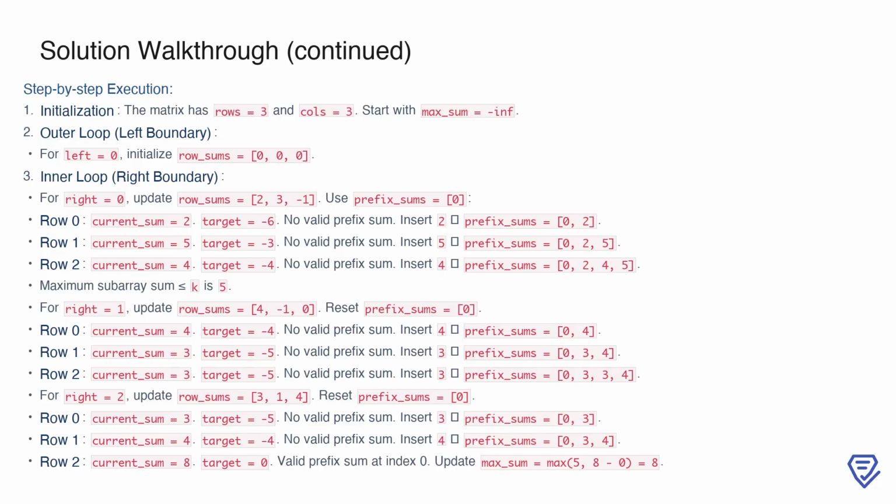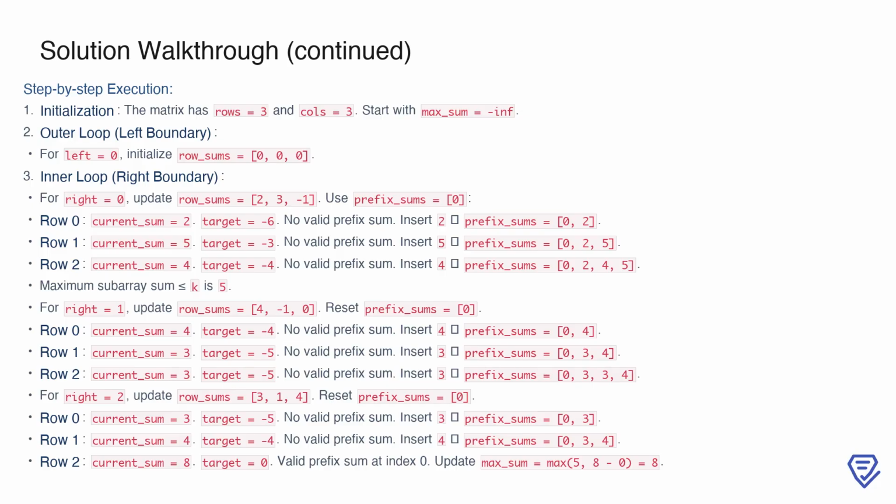Now, we move to a larger matrix where rows equals 3 and cols equals 3, and the goal remains to find the maximum rectangle sum no greater than k equals 8. We start by initializing max_sum to negative infinity. Setting left equals 0, we initialize row_sums to 0, 0, 0, and begin processing rectangles. For right equals 0, we update row_sums to 2, 3, -1, and initialize prefix_sums to 0.